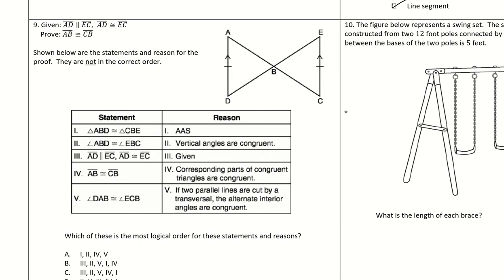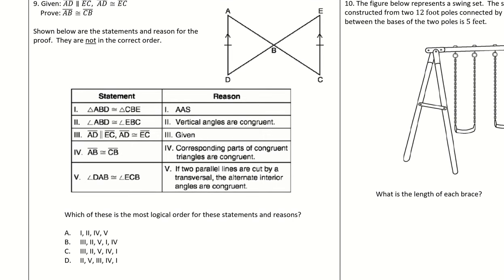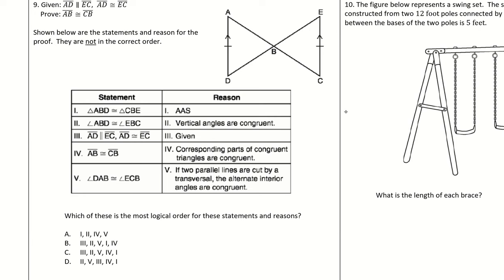Okay. So, shown below are the statements and reasons for the proof. They are not in the correct order. Which of these is the most logical order for these statements and reasons? Okay, so these are not in order as written.